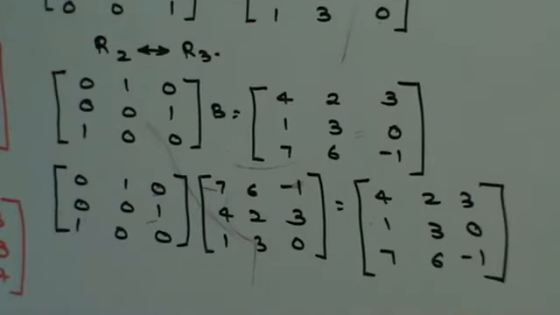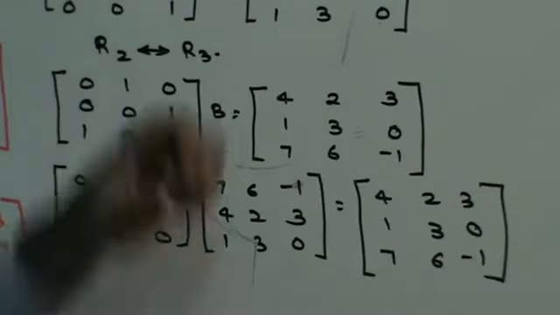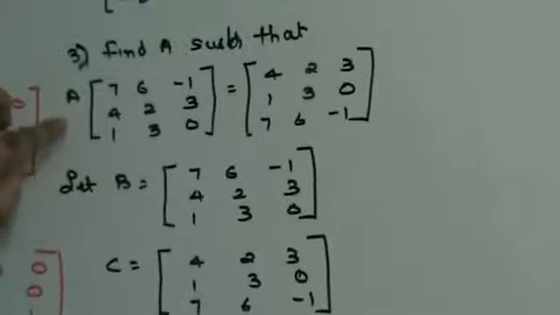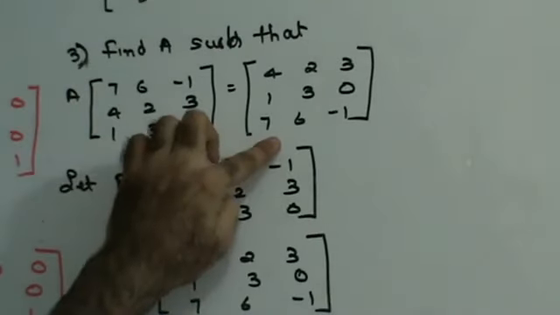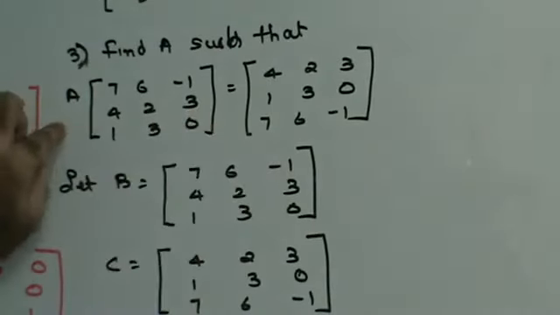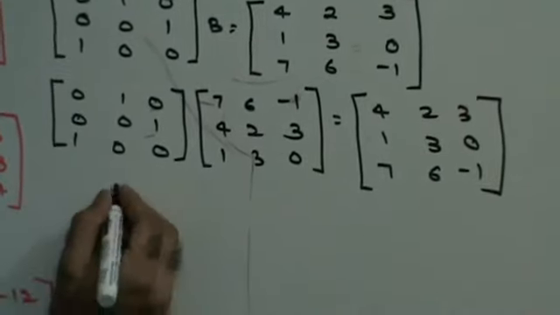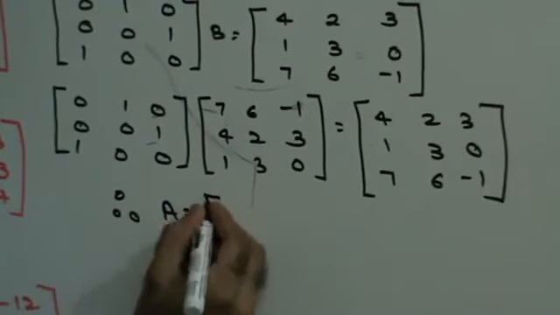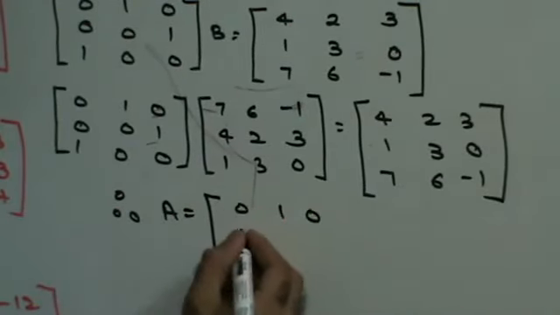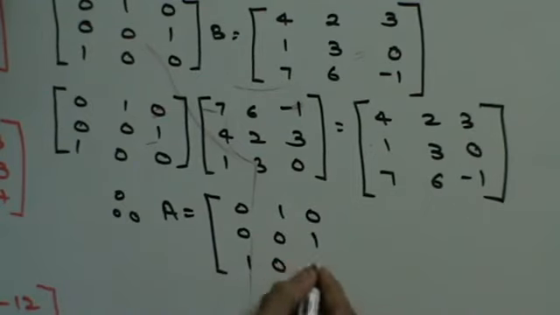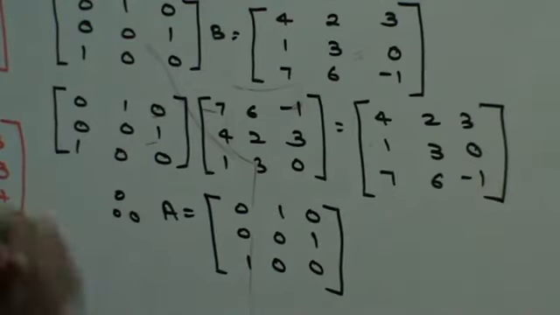If I compare this equation with the given sum, A into B gives you C, and here I have this number into B gives you C. That means the value of A has to be this. Therefore A has to be 0 1 0, 0 0 1, 1 0 0. Fine, do we understand this? Next, let's see another sum, guys.